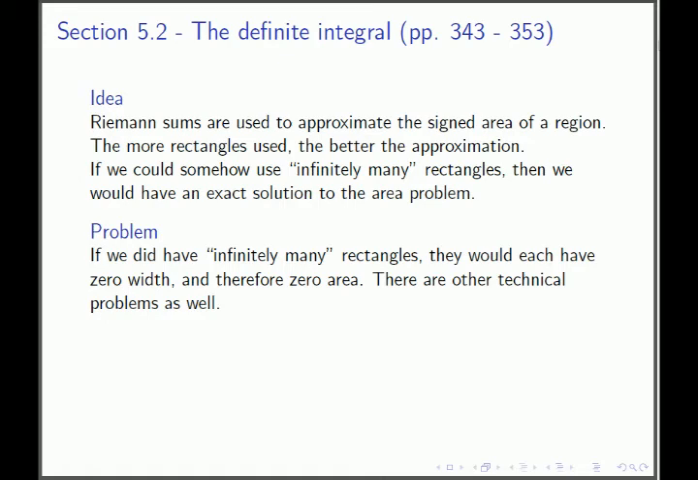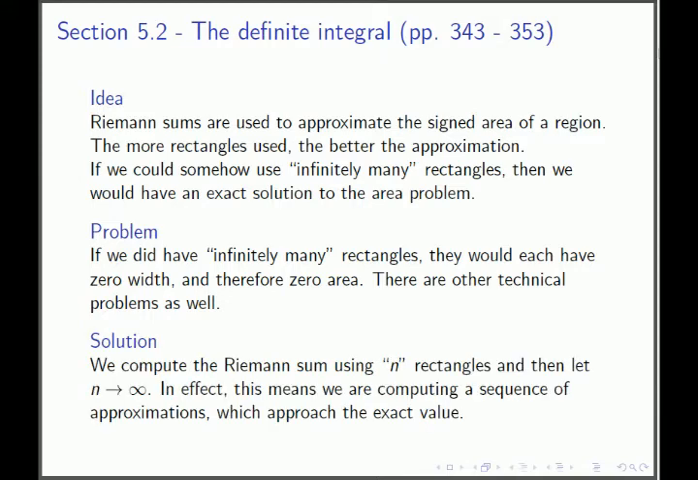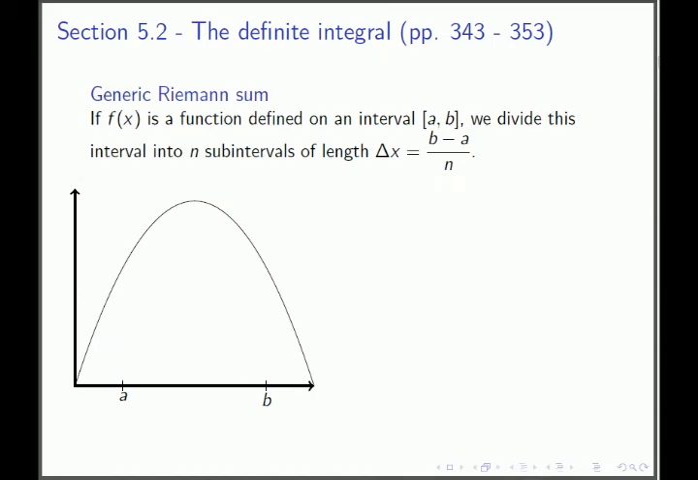But there's a problem with this. If we had infinitely many rectangles genuinely, then they would each have zero width and therefore zero area, and in fact the idea of adding up infinitely many areas is sort of problematic. But there is a way around this. What we can do is simply compute the Riemann sum using n rectangles, leaving the number of rectangles a varying parameter, which we can then let go to infinity. So what this really means is that we're computing a sequence of approximations which we then let approach this exact value. So how do we do this?